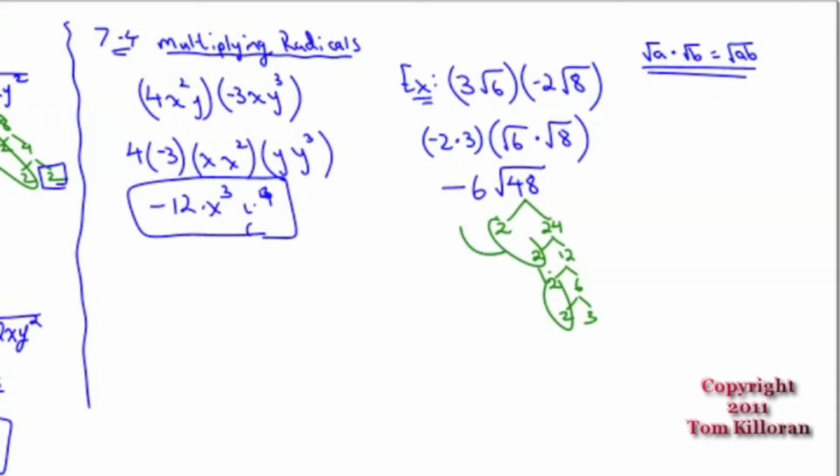And then that 4 is going to run into negative 6. 4 times negative 6? Negative 24. Square roots of what's left behind? 3. So 3 square roots of 6 times negative 2 square roots of 8 is the same thing as negative 24 square roots of 3.